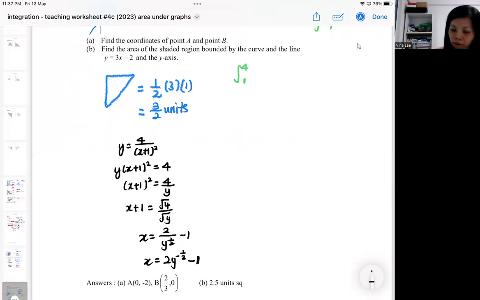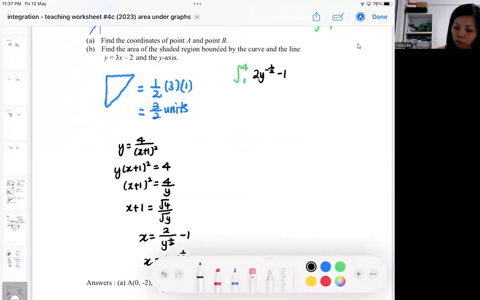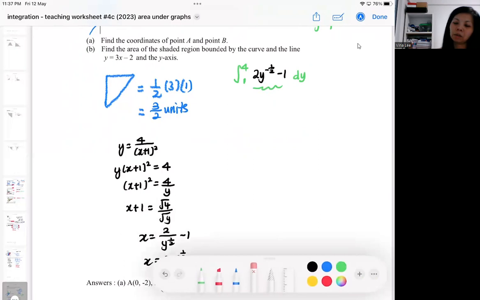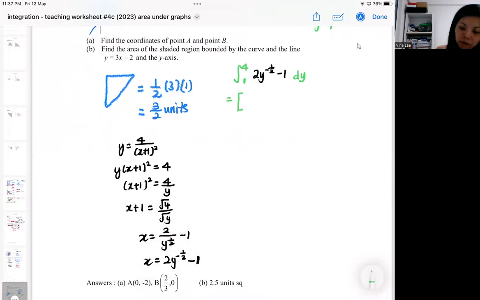For the area under the graph, you are actually integrating this because you are using the y coordinate. If you are doing it as dy, the expression here must be in terms of y. That's why you have to make x the subject. Then you do your definite integral as per normal. You add a power, divide by the new power. Usually I will punch the calculator and make the expression look nicer first before I do my definite integral.